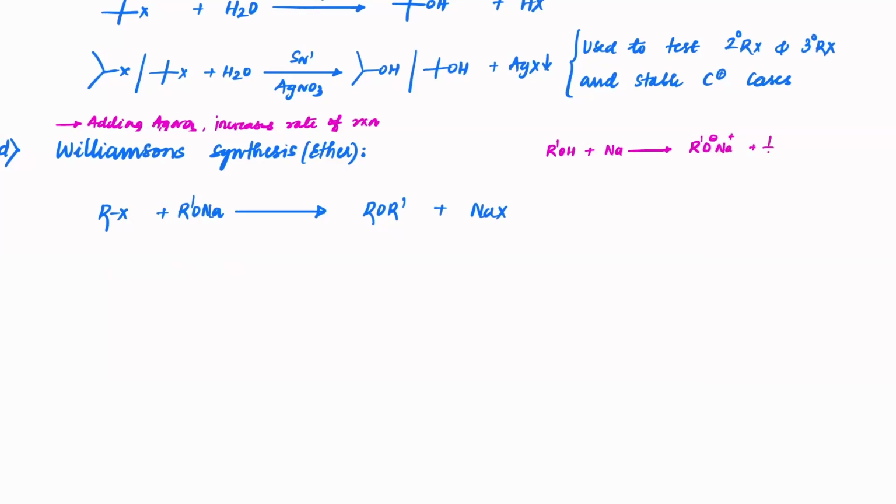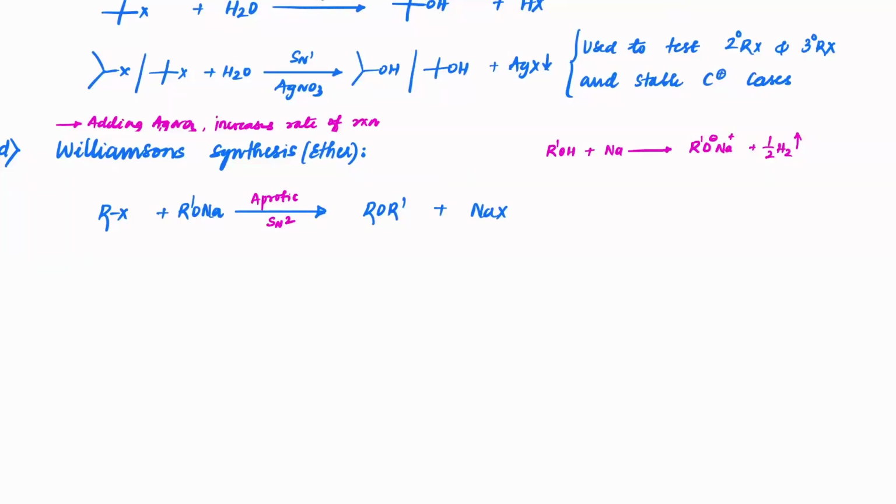Okay, plus half H2. So this alkoxide is to be added to the alkyl halide in an ether solution. Sorry, in an aprotic solution, any aprotic solution. In that case, RO minus will attack on RX, remove this X and get this form. And this is usually favored via SN2 mechanism.